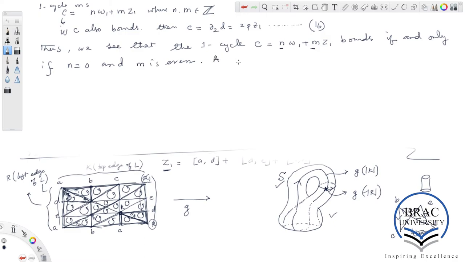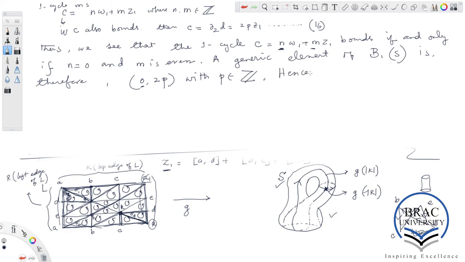A generic element of one boundary on the complex S is therefore of the form 0, 2p. It is an ordered pair, because we want this n to be 0, and we want the latter coordinate to be even, which we write 2p, with p belonging to the set of integers.